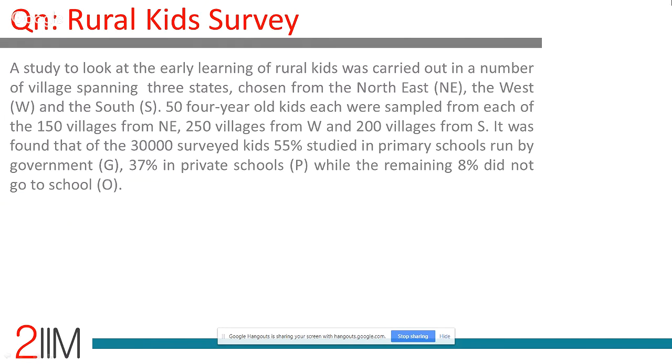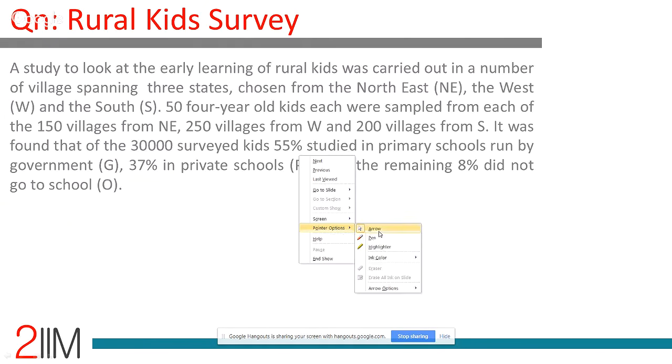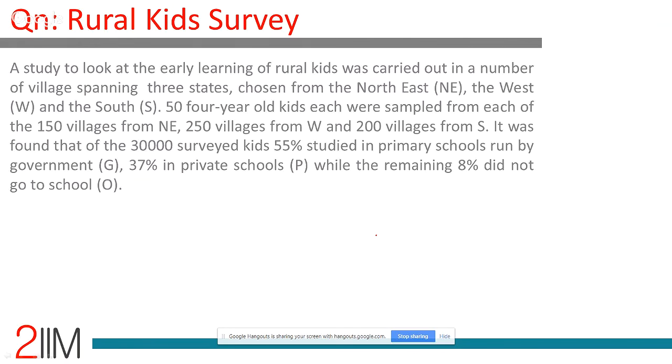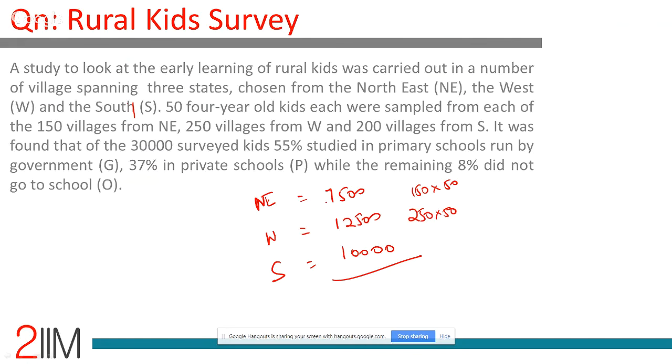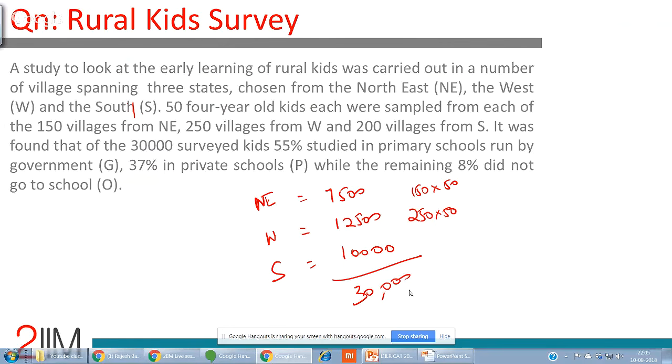And the number here is very interesting. Straight away, we have an instance where we say 50 kids from each village. So from the Northeast, we'll have 50 into 150, 7,500. From the West, we'll have 50 into 250, 12,500. From the South, we'll have 200 into 50, 10,000. These are the kind of numbers that are important to get a sense of what this is. This time spent making these numbers is very, very useful. So we have 7,500 plus 12,500, 20,000, plus 10,000, 30,000 kids being sampled totally.